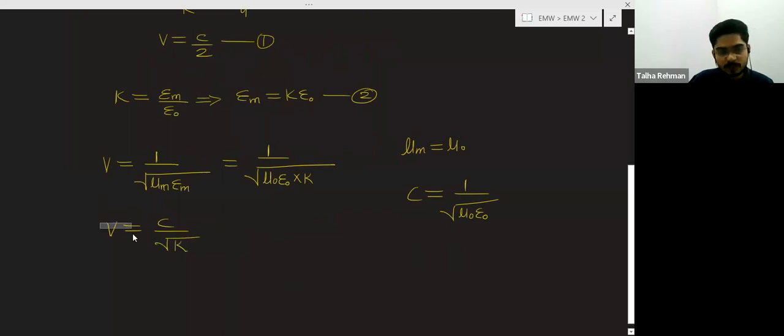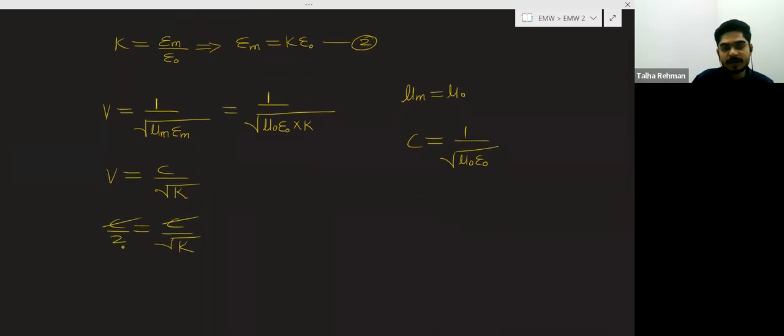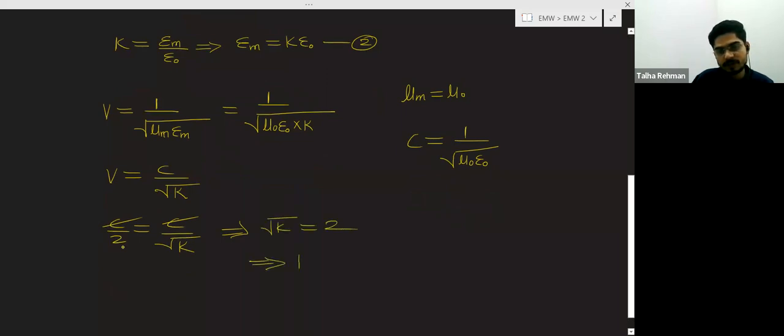Now this is the speed of the wave that you have calculated, c by 2. This is c by under root K. c and c will cancel out. You will get under root K is equal to 2. So what is the value of K? You will get 4.